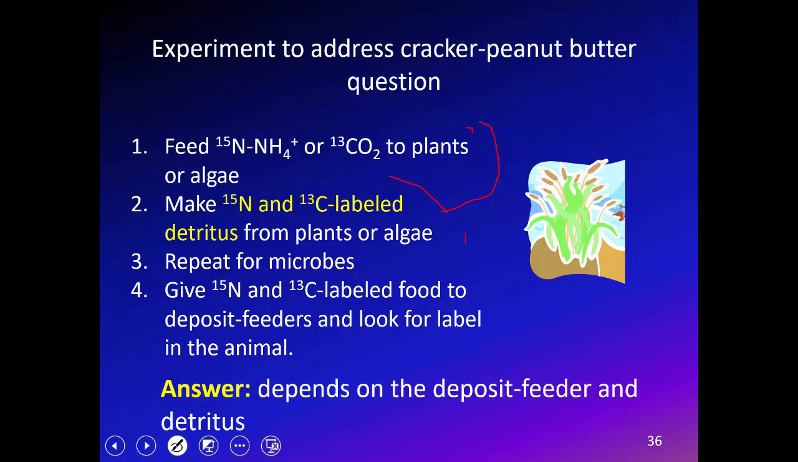And the answer is, well, as you may guess, it depends. It depends on the deposit feeder, and it depends on the detritus. And I have to say, for the most part, they're getting most of their carbon from the detritus, and they may be getting some of their nitrogen from the bacteria. But overall, it depends. Why am I showing you this? The point here is to show you experimental technique for getting at an important question about the metabolism and feeding strategy of these organisms.